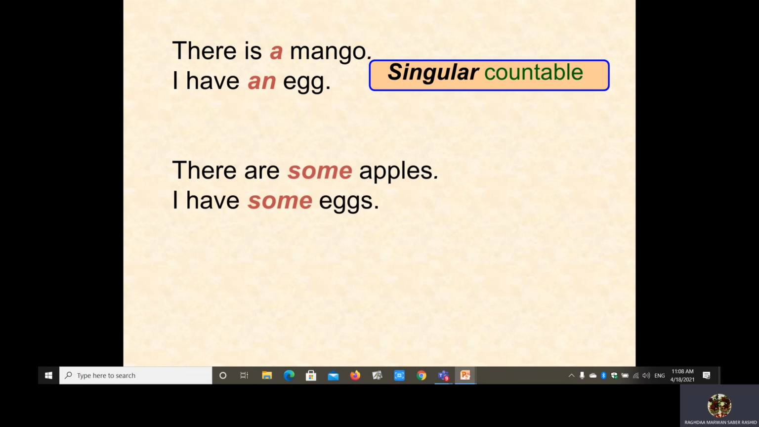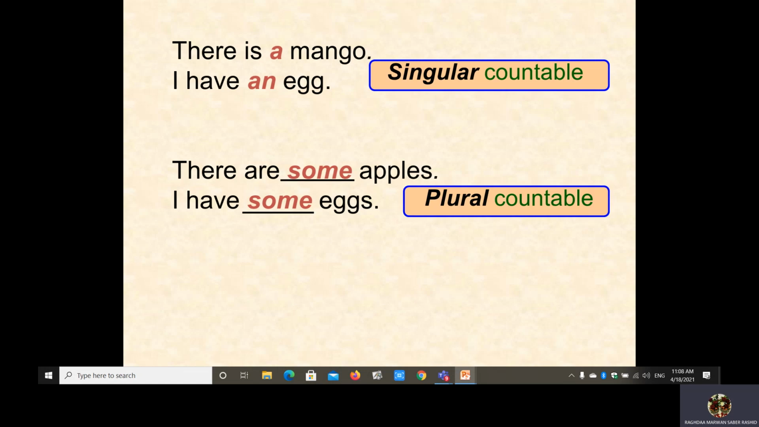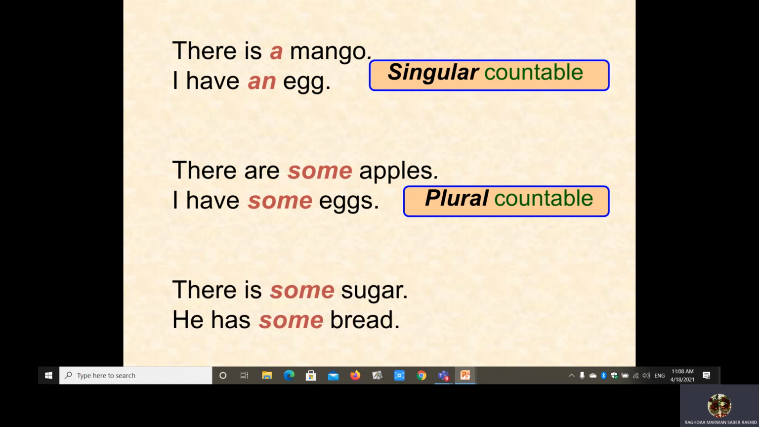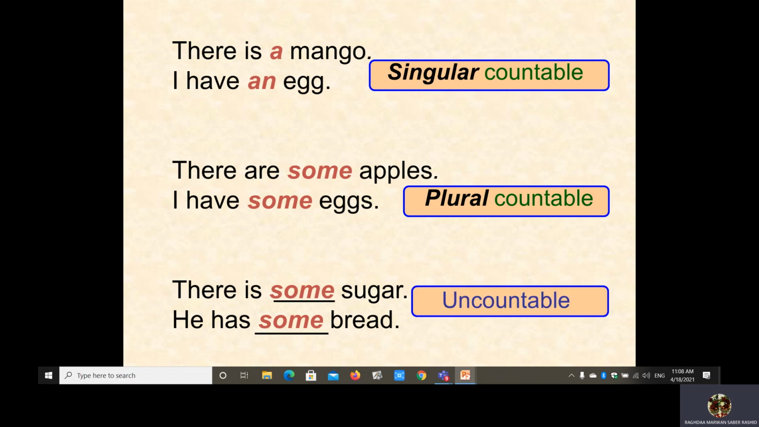There are some apples, or I have some eggs. Plural countable. In this case, we use some before them. Plural countable nouns, we use some with them. There is some sugar. He has some bread. Here we have uncountable nouns. We can't add s to them because they are uncountable. So we use some with them.